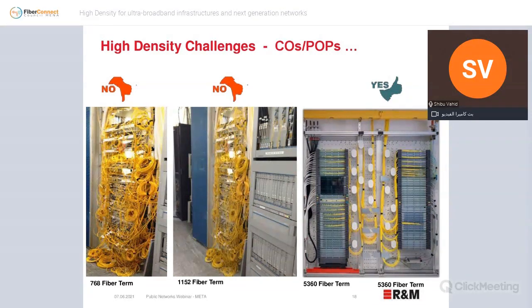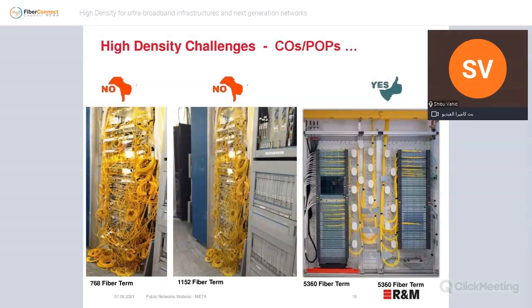Now, high density means there are challenges. We definitely don't want to have these cases, which are shown in these two pictures. This is one of the pictures from a telco room that I have personally visited, and we were asked to do a kind of revamp study on how to convert this kind of network into the well organized network that you see on the right hand side.